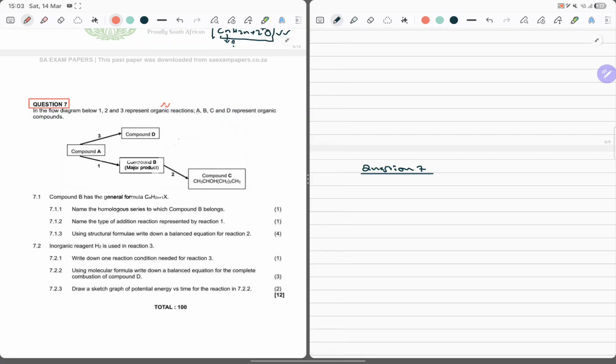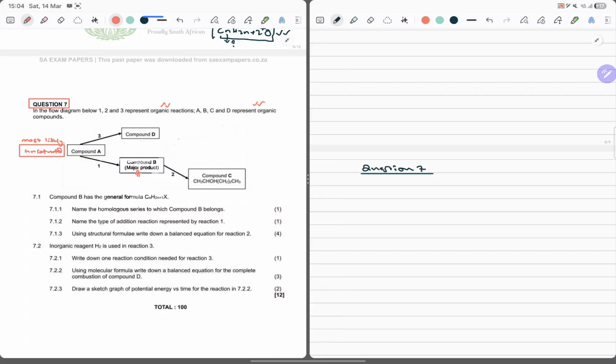Anyway, so these reactions, okay, fine. A, B, C, and D represent organic compounds. Right, so now we've got compound A, and then it goes to compound B, and we are told major product. Most likely this is unsaturated. I'm not saying for sure. It could be something else, okay? But most likely, it is unsaturated. I'm not saying definitely, most likely.